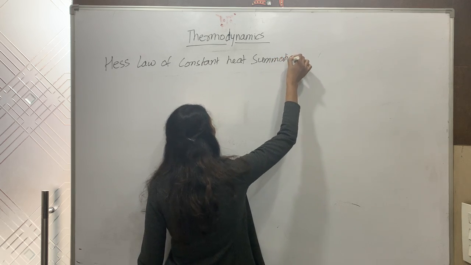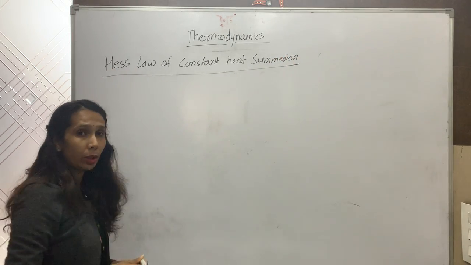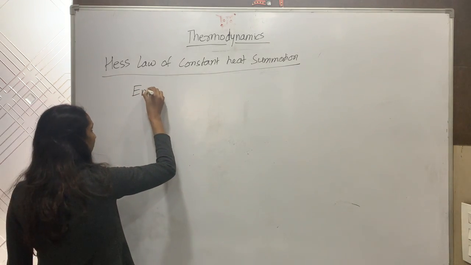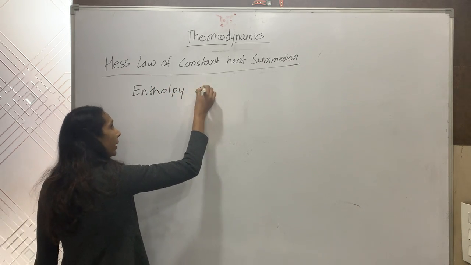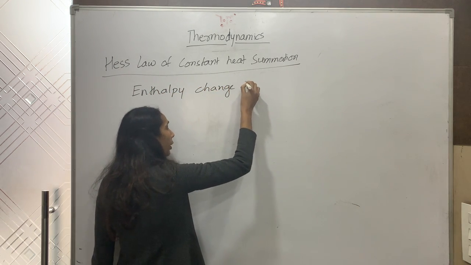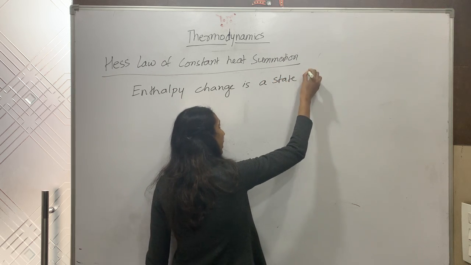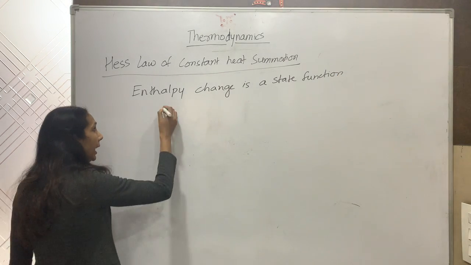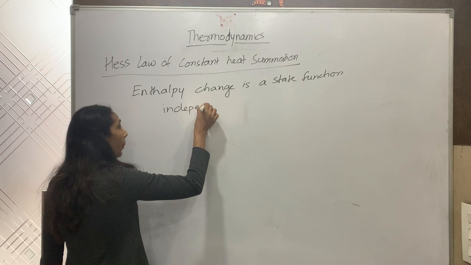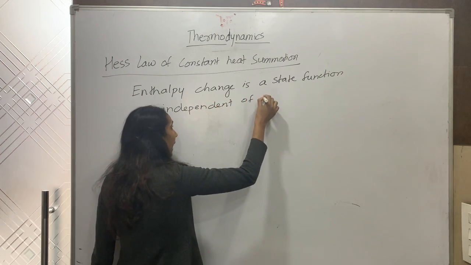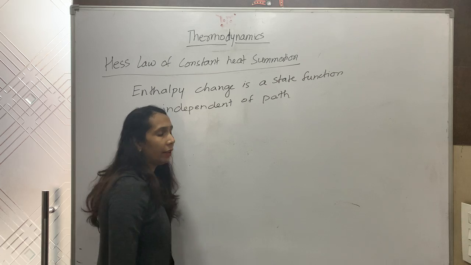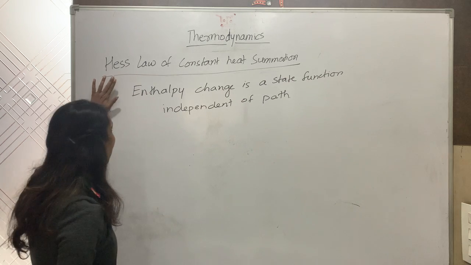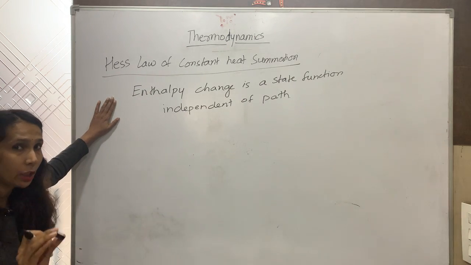Now this law is based on the fact that enthalpy is a state function. You know that enthalpy change is a state function. What do you mean by a state function? It is a thermodynamic function which does not depend upon the path. It depends only on the initial and the final state of the system. So this law is based on this fact that enthalpy change is a state function.